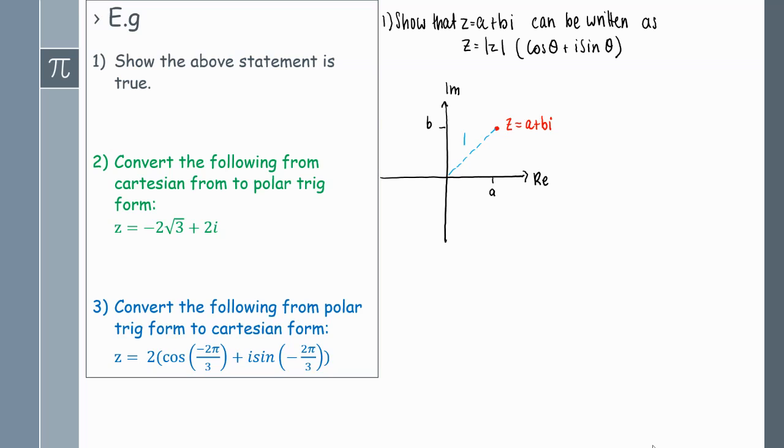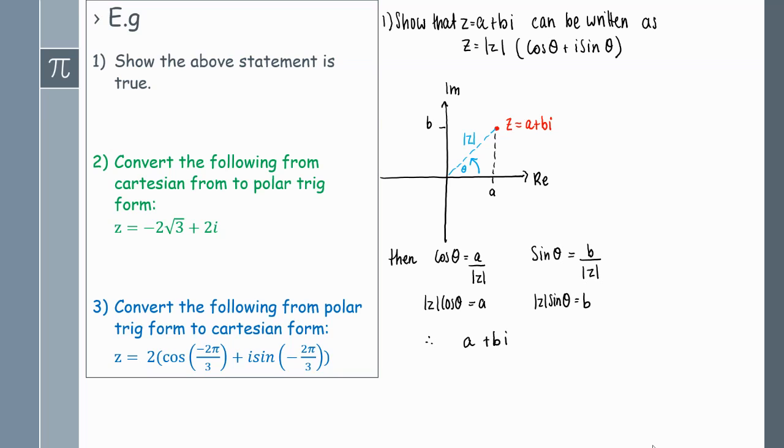I'm just going to create a little triangle here. So we know the modulus is that length, the argument is the angle, and then because I can create a right angled triangle here from the origin to z down to a, we can say that cos theta is equal to adjacent over hypotenuse. We can similarly say that sine theta is going to be opposite, so b over, again, the modulus of z. Okay, I can rearrange both of these. For a, I'll get modulus of z cos theta, and for b, I'll get modulus of z sine theta.